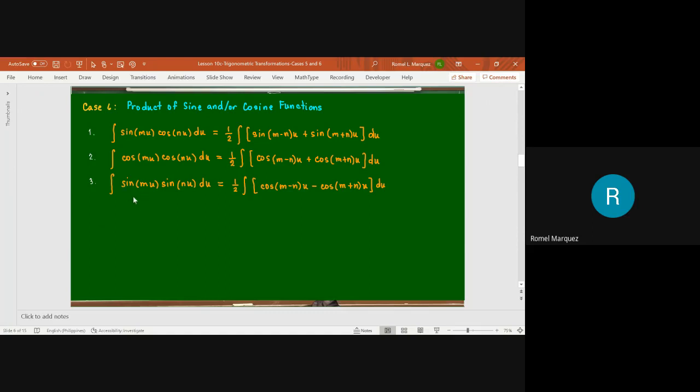I did not place any more combination of cosine times sine because cosine times sine you can interchange and have this form. Is that clear, guys? Yes, sir. Okay, so let's apply this.